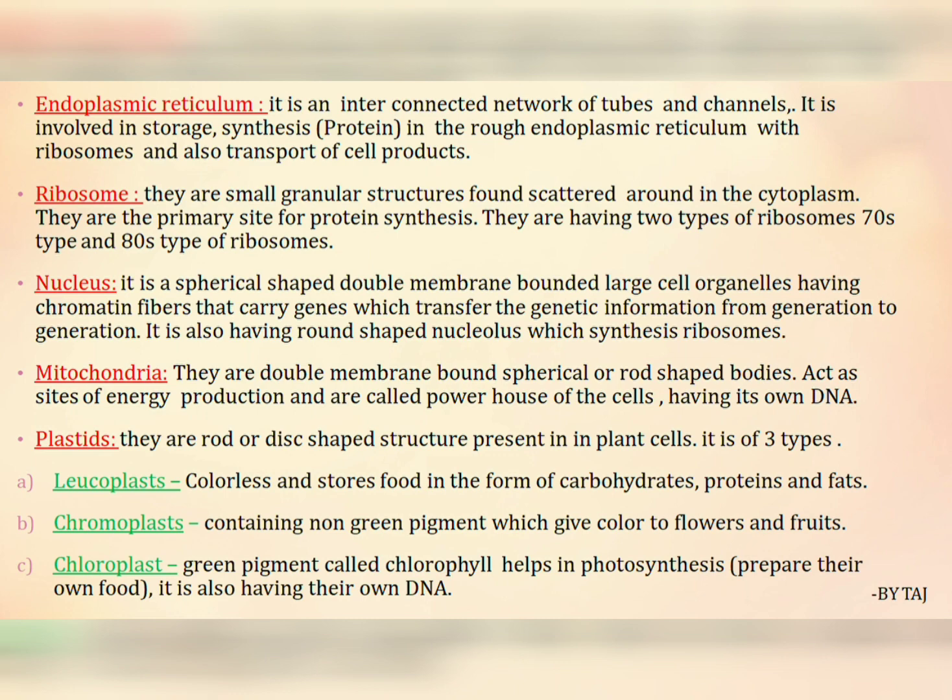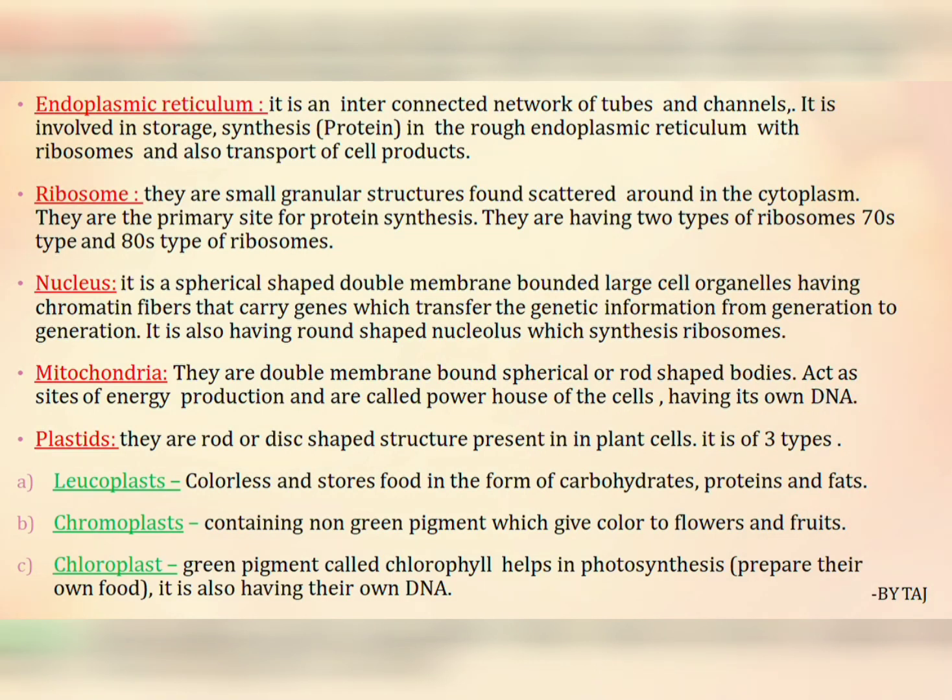So, coming to the plastid, another very important cell organelle. They are rod or disc shaped structures present only in the plant cell. It is of three types: leucoplast, chromoplast and chloroplast. Coming to the first one, leucoplast. It is colorless and stores food in the form of carbohydrates, proteins and lipids or fats.